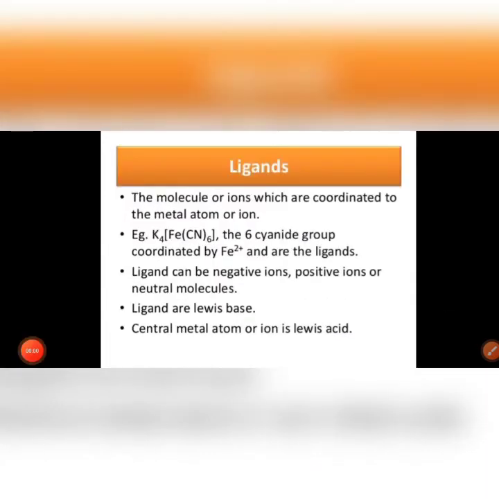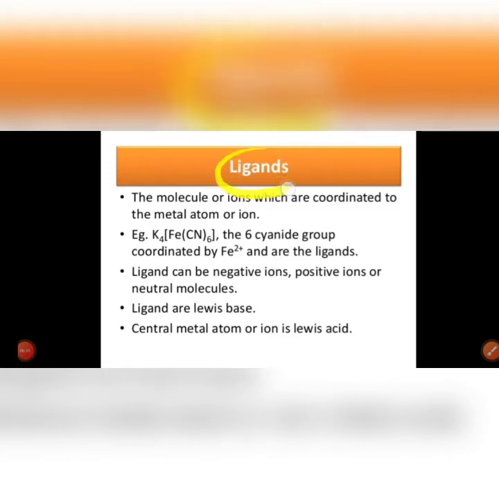Now let us understand ligands. Basically, ligands are the molecules or ions which are coordinated to the metal atom or ion. For example, here we have this coordination compound, potassium ferrocyanide. Here the CN is the ligand, which is donating electrons to the iron. These ligands can be negative ions, positive ions, or neutral molecules like H2O and ammonia.